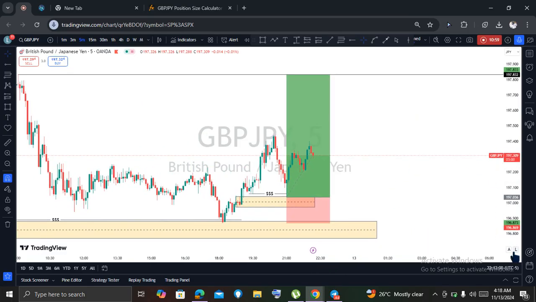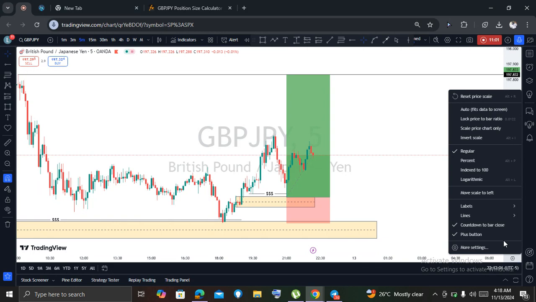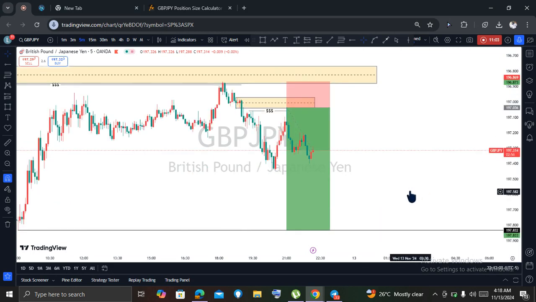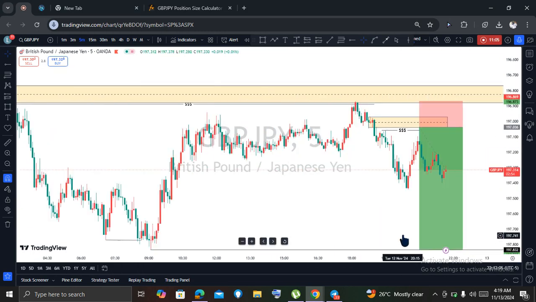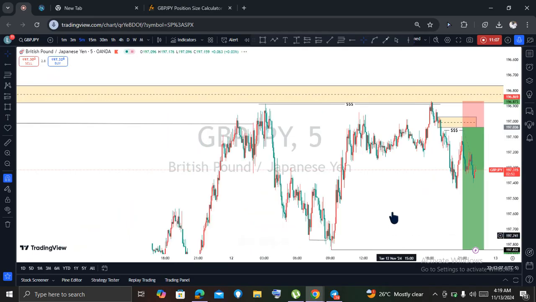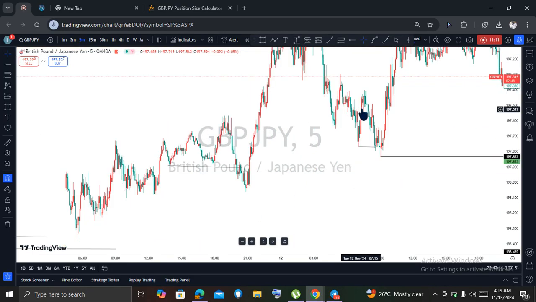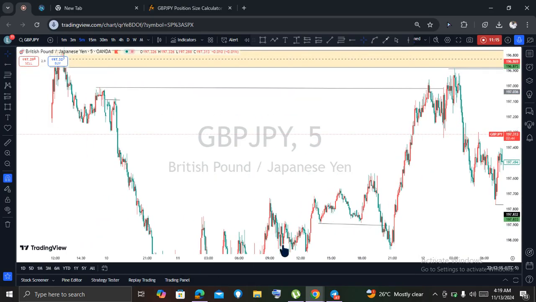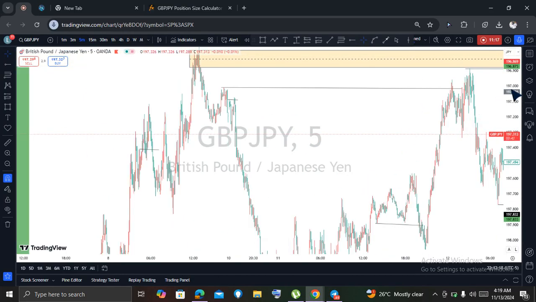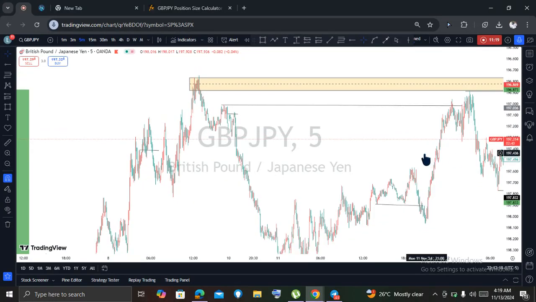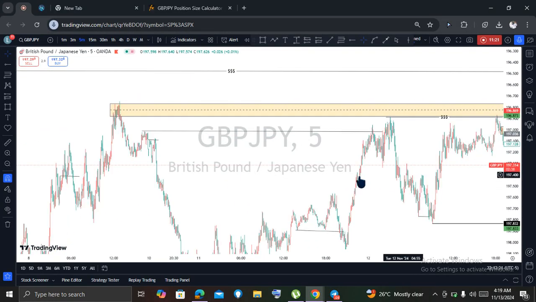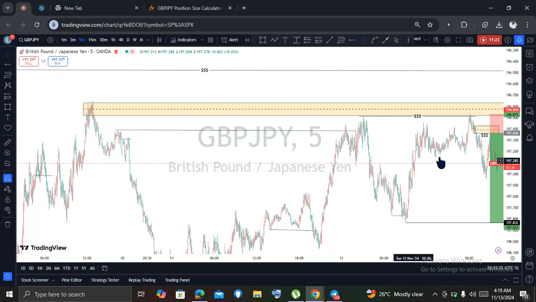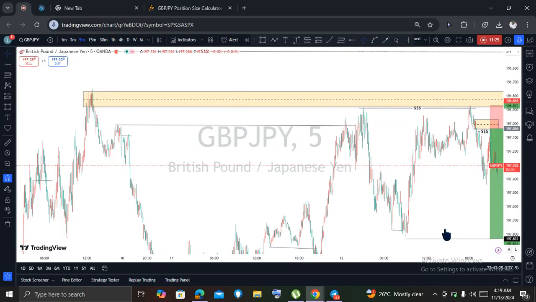Same thing applies when you want to sell too, right? So I inverted the chart. So it applies when you want to sell also. So maybe you are in a sell position. Look at what happened right here.